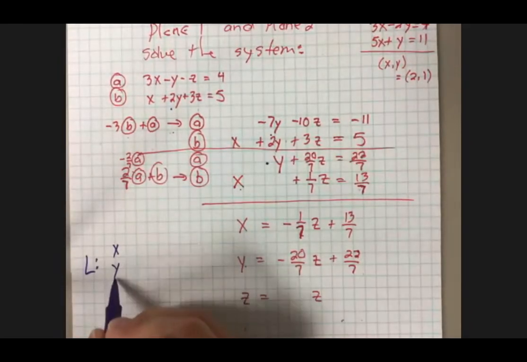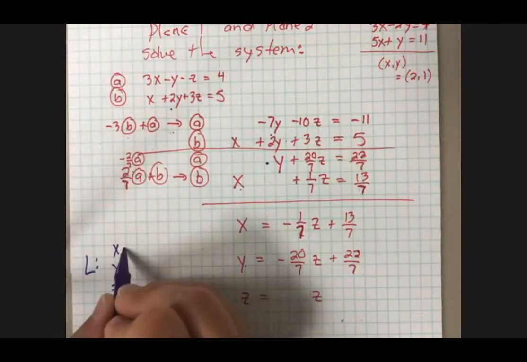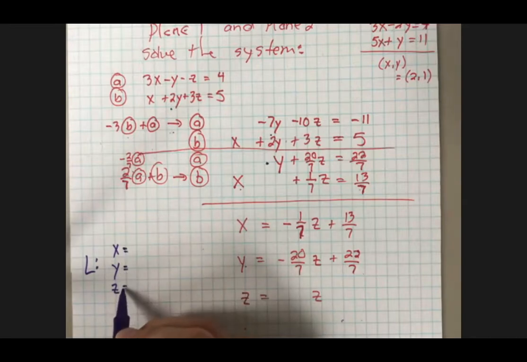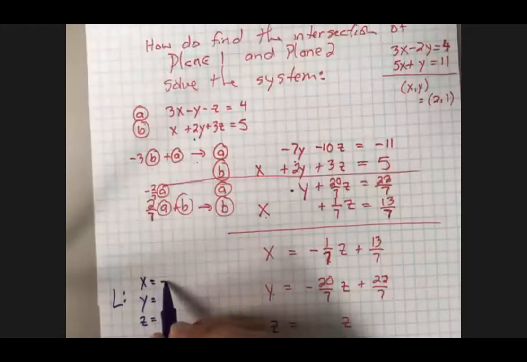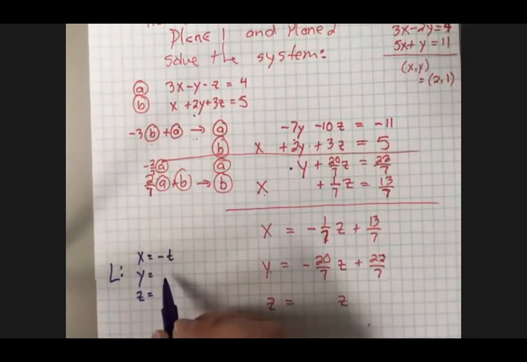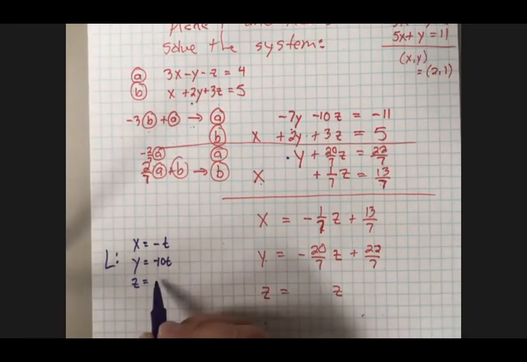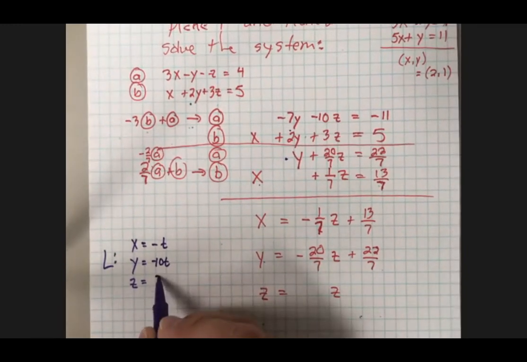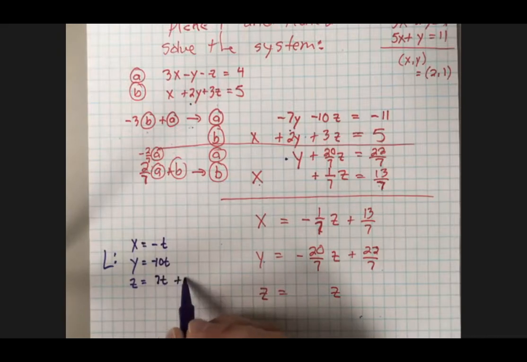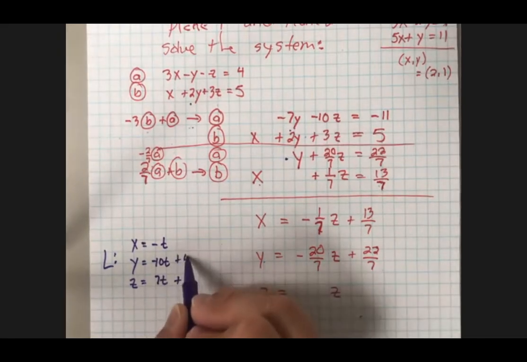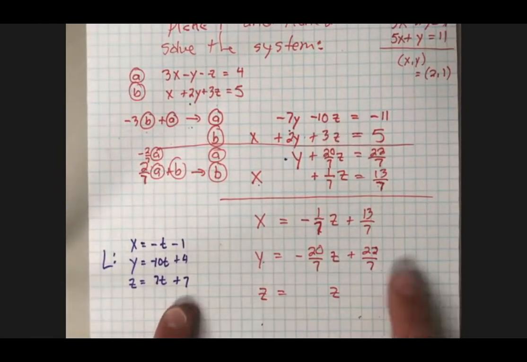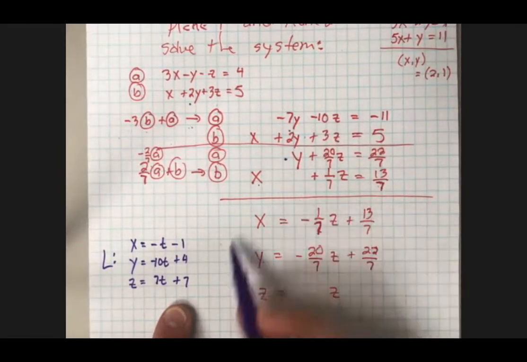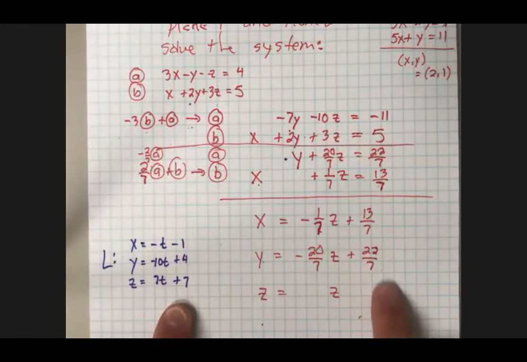Now, what I'd like is for it to compare favorably to that line that I had here. And what does compare favorably mean? Well, it better be parallel to that purple line that I created way up here, which was minus 1t, minus 10t, and 7t, plus 7, plus 4, minus 1. I've got two problems right here. This looks like the equation of a line, base point, direction vector.